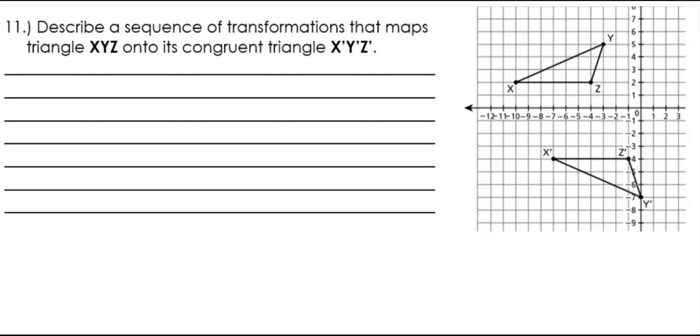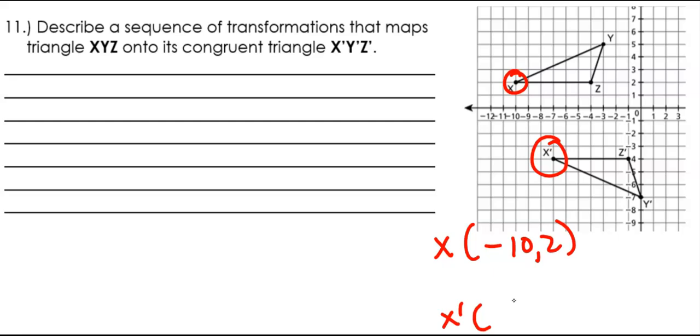Question number 11 asks you to describe a sequence that maps XYZ onto X prime, Y prime, Z prime. So let's pick a coordinate, X, which is located at -10, 2, and let's find out where it lands at the end. X prime is located at -7, -4. So it looks like we definitely have a translation because our numbers are completely different. But I also see that y was on top and now y is on bottom. That's a big hint that I'm likely reflecting over this x-axis.